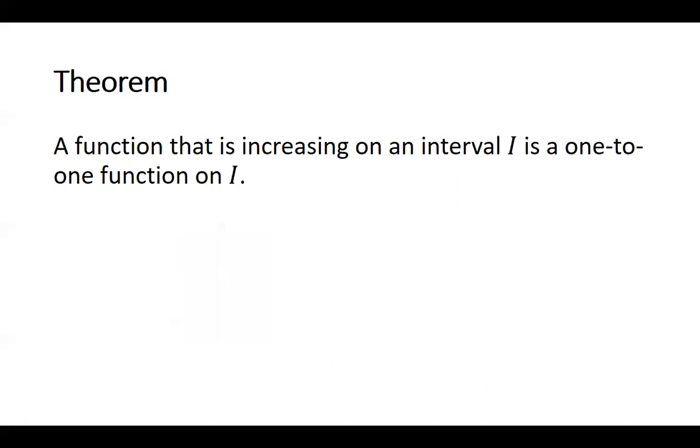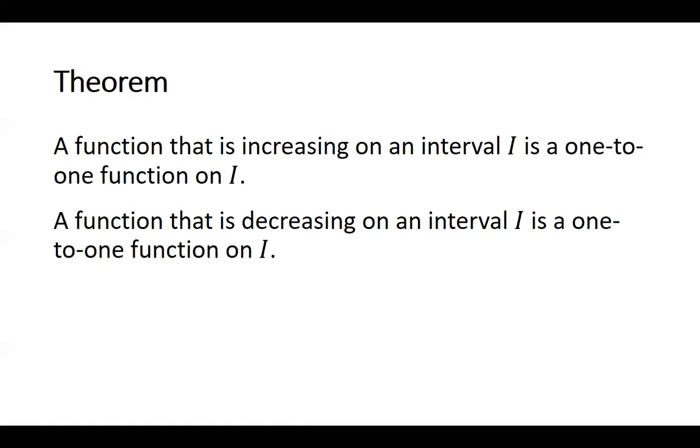So let's get into a theorem here. A function that is increasing on an interval I is a one-to-one function on I. So if the function for its whole time period in that interval is increasing, then it must be one-to-one. In a similar light, a function that is decreasing on an interval I is a one-to-one function on I. So again, if it's decreasing over the whole interval, then it has to be a one-to-one function.